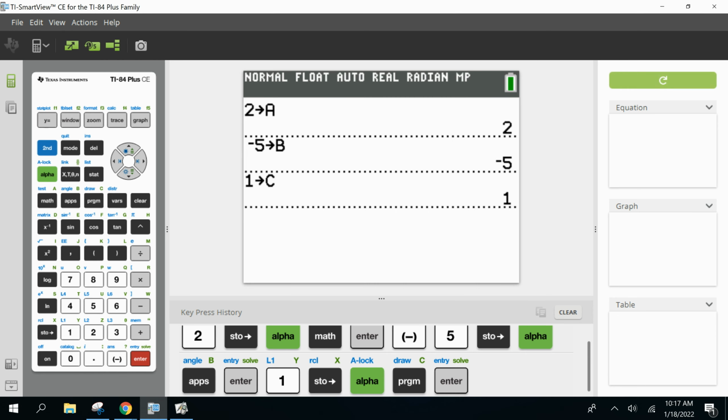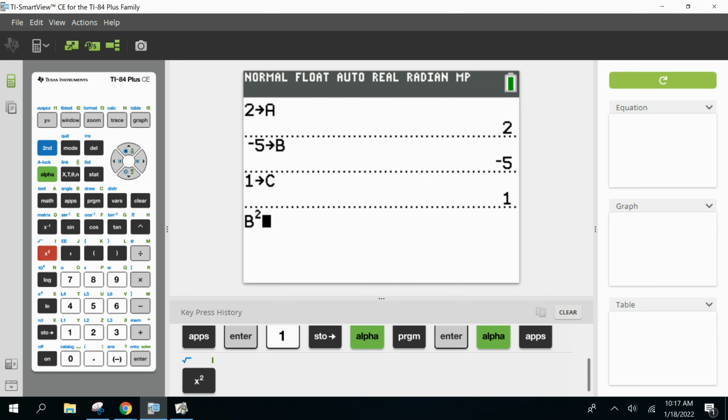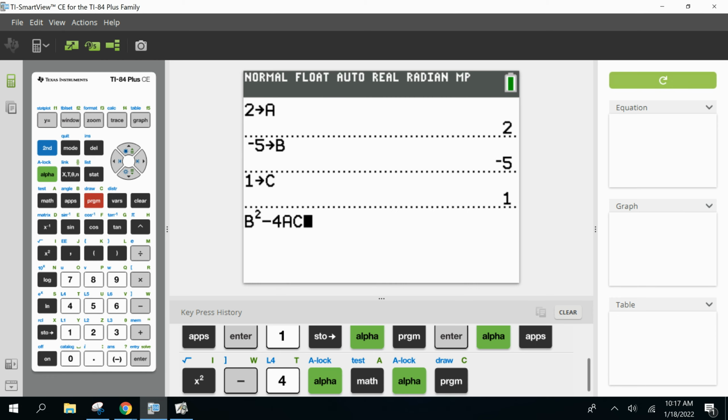All right, now ask your calculator B squared minus 4AC. Underneath the radical goes 17. We're all good with the calc.